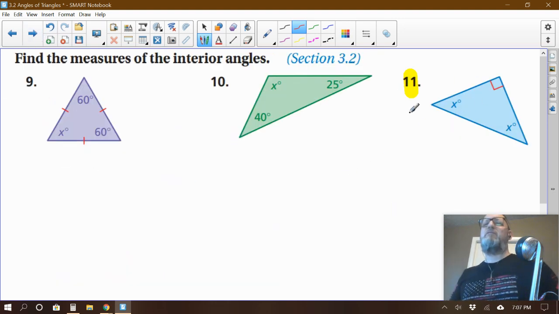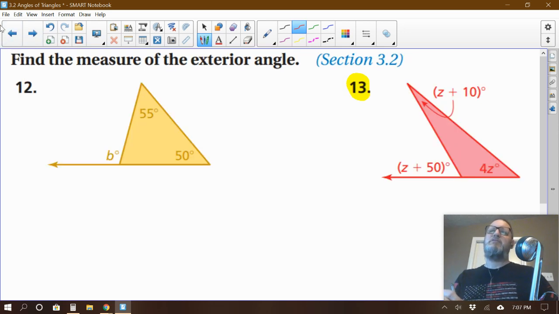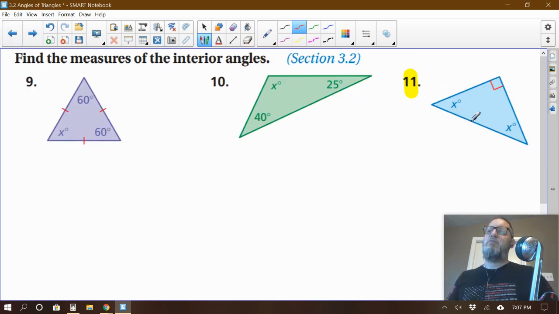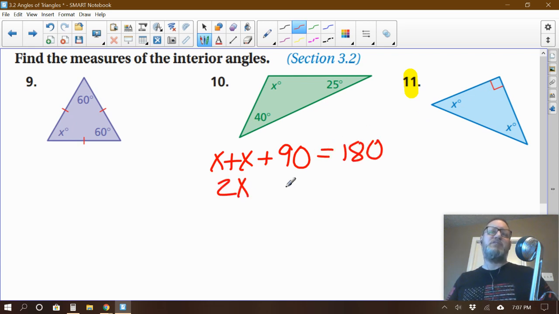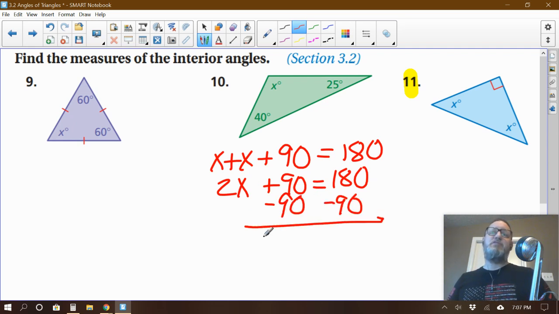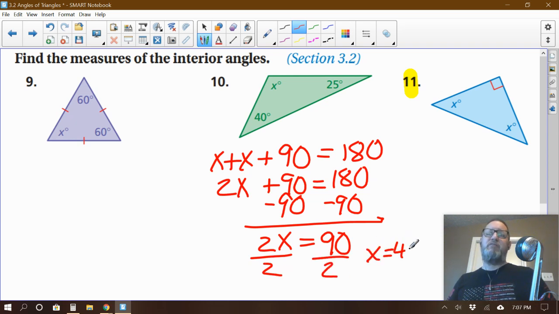And I gave myself one more to do. I think this is the last one though. Oh no, I have two more. Okay, so let's look at this one right here. In this case, it would be x plus x plus 90 equals 180. That gets me 2x plus 90 equals 180. Subtract the 90 from both sides, and we have 2x equaling 180 minus 90, which is 90. Divide by 2, and x is 45.